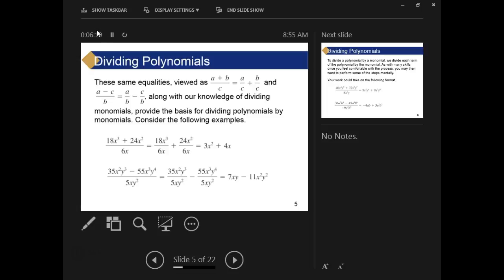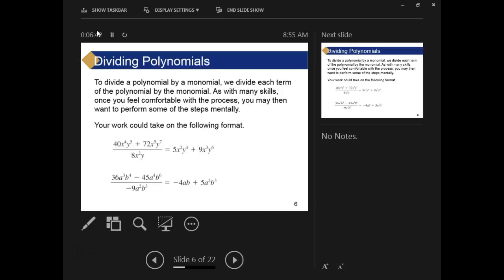Love having monomials in the denominators. Makes the whole process really easy. When you start having binomials and trinomials in the denominator, it gets a little more complicated. When you have monomials in the denominator, it's really easy to do, most of the time. Okay? So, to divide a polynomial by a monomial, we divide each term of the polynomial by the monomial. That's what you just did.